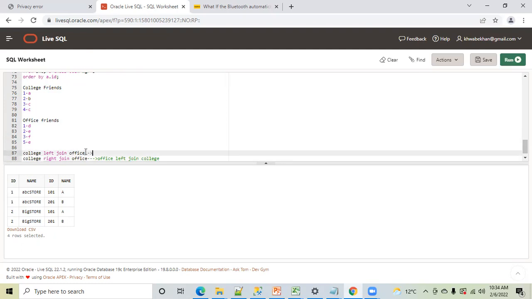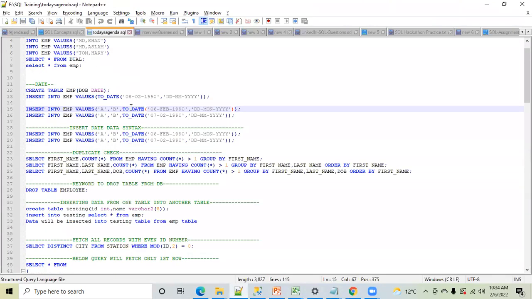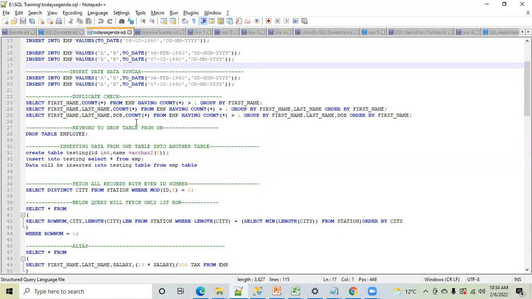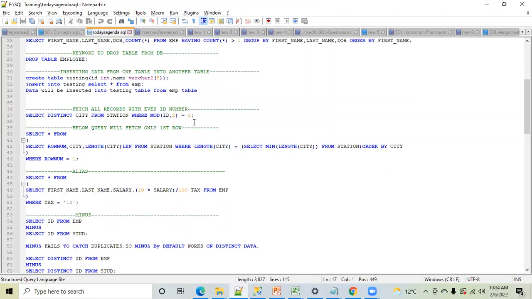Now, any other way to write this? Yes, office right join college. Now, is it clear? Perfect. So now you guys are champions in joins. I hope you all have understood this. I have taken time to make you understand these joins because most of the students are afraid of joins, left join, right join, cross join, inner join, and all those things. But I hope this is clear now.